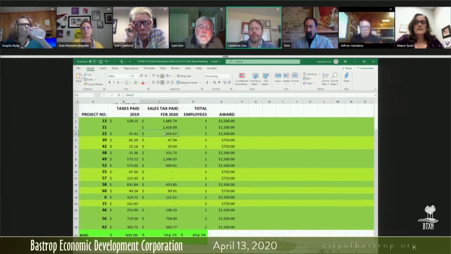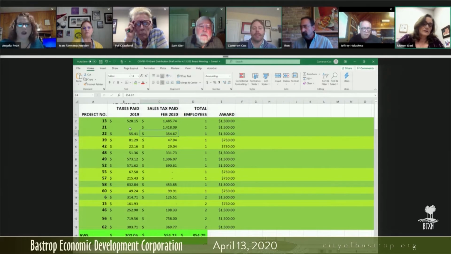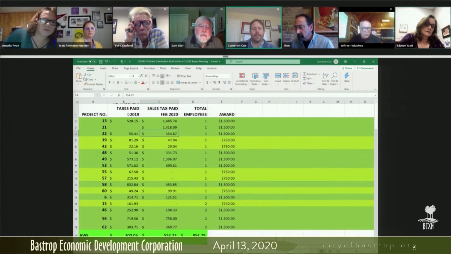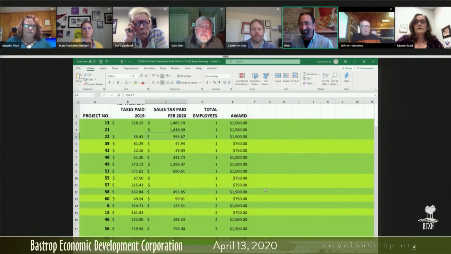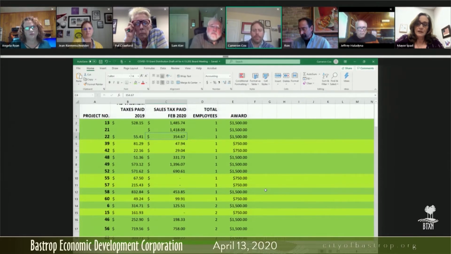Is column B sales tax for 2019 or property tax? Property tax, column B is property tax. That makes a lot more sense. Thanks for clarifying. Yeah, I thought it was sales tax too. B is property tax, C is sales tax. My screen's not letting me show the ad valorem. That's right. I see it now.